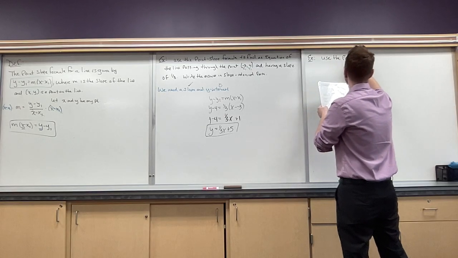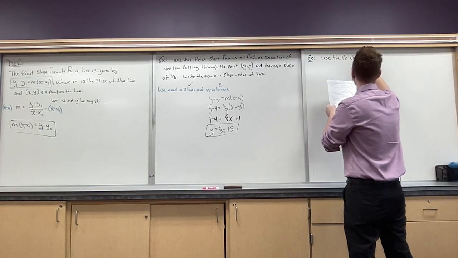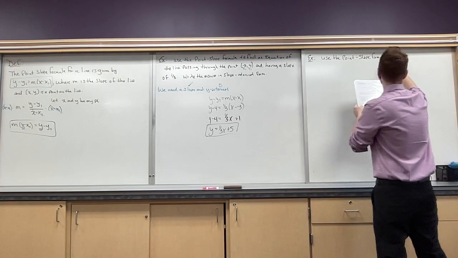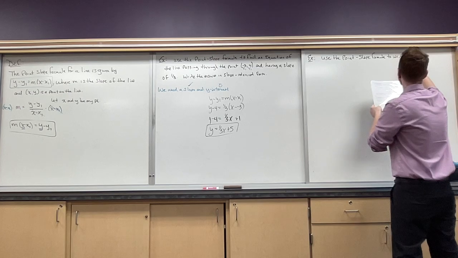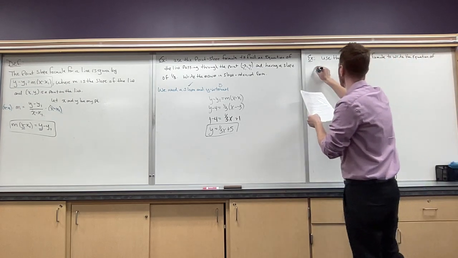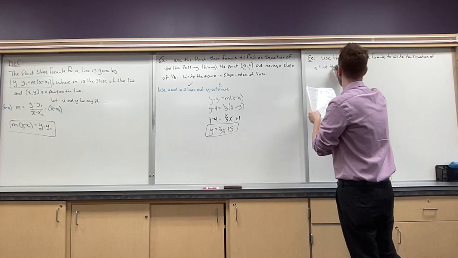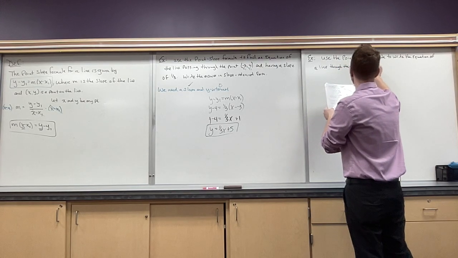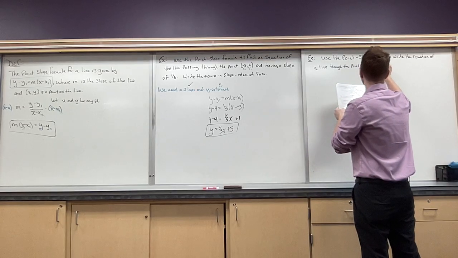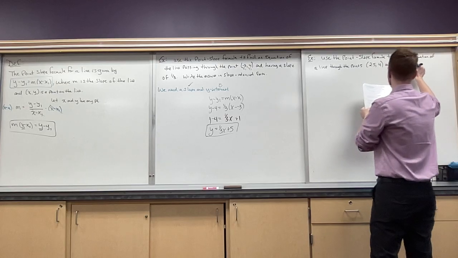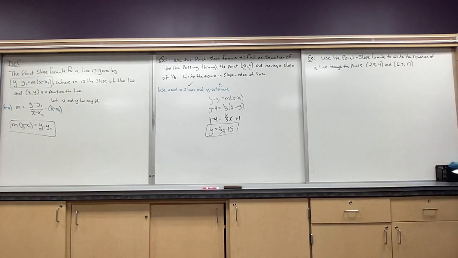Use the point slope formula to write the equation of a line through the points -2.54 and 6.517. Okay.